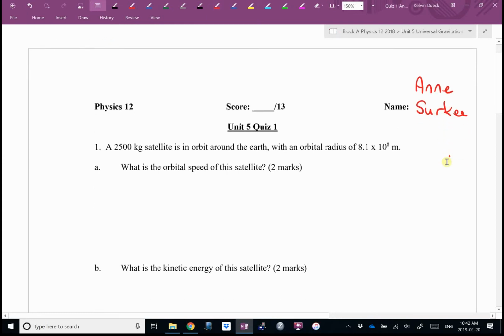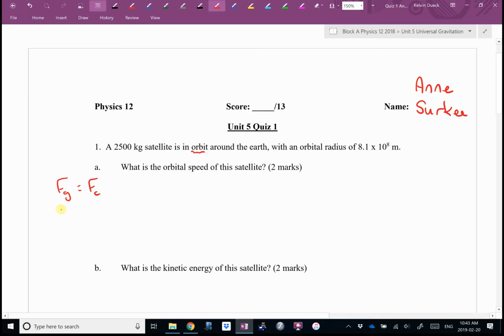Number one, the key word that I see is the word orbit. As soon as I see the word orbit, I can say to myself, gravity is what's pulling me in a circle. And from here, I'll derive whatever I need to derive.